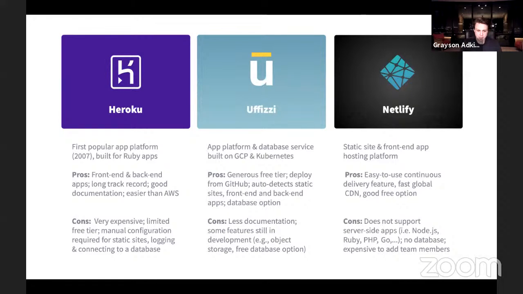Uffizzi, which is a company I work for, is an app platform and database service built on Google Cloud and Kubernetes. We have a pretty generous free tier, I would say. You can deploy from GitHub. It auto detects static sites, front-end apps, and back-end apps, and a database is an option as well. The cons for us: we're a newer company. We have less documentation, and we also have several features that are still in development, including object storage and a free database option, which is actually coming soon.